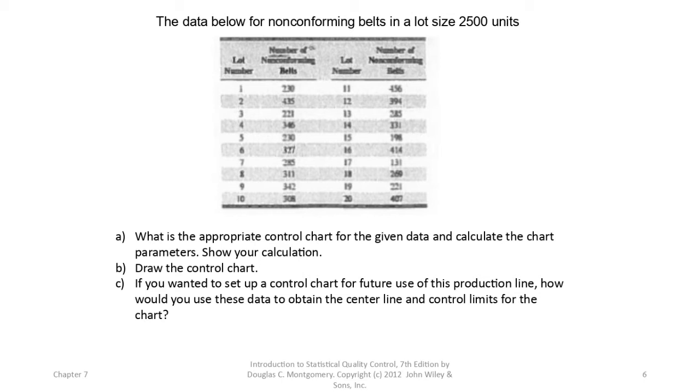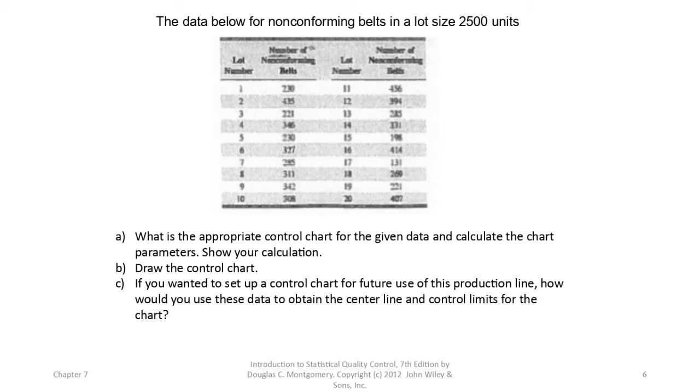Today's example, we will start with this one that has a number of non-conforming units in a lot of size 2,500 units, and it asks you to find the appropriate control chart for the given data and calculate the control chart parameters and show your calculations. Always read the questions carefully and answer all the requirements. Don't assume that only a final result or the chart is required, before reading the complete question and understanding all the requirements.